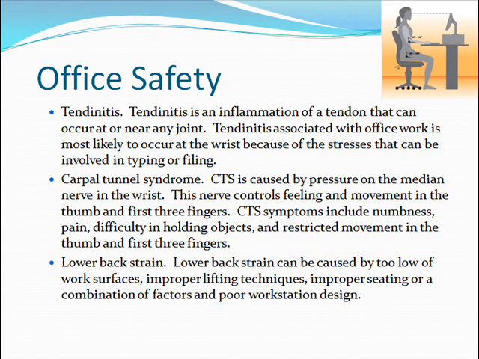Carpal tunnel syndrome. CTS is caused by pressure on the median nerve in the wrist. This nerve controls feeling and movement in the thumb and first three fingers. CTS symptoms include numbness, pain, difficulty in holding objects, and restricted movement in the thumb and first three fingers.